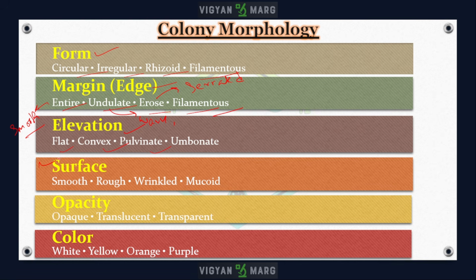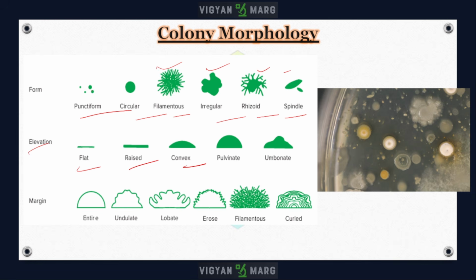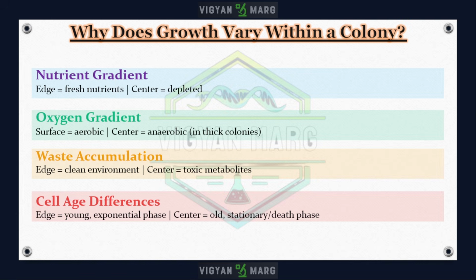The surface can be smooth, rough, wrinkled, or mucoid. Opacity: opaque, translucent, or transparent. You can see the color: white, yellow, orange, purple. You can identify by the color. Some morphological identification is presented here, the different morphology present in different microorganisms.